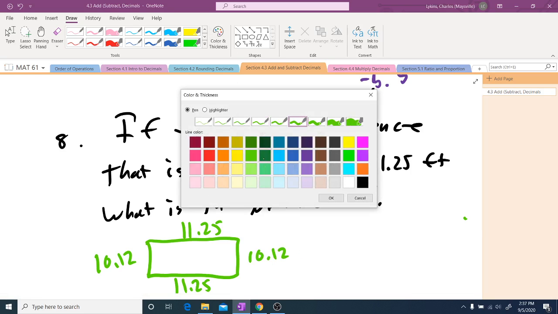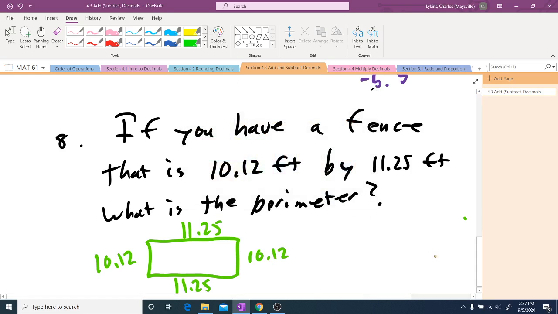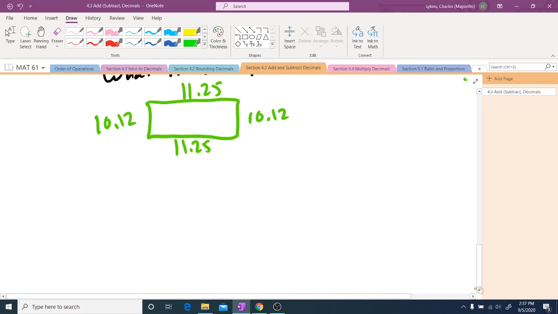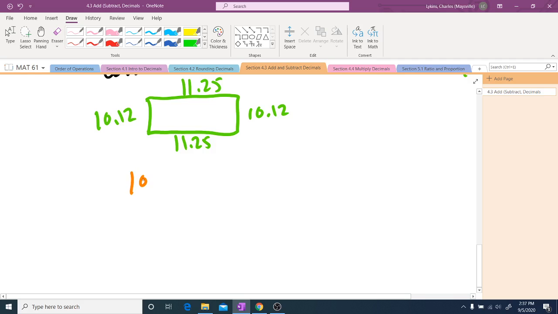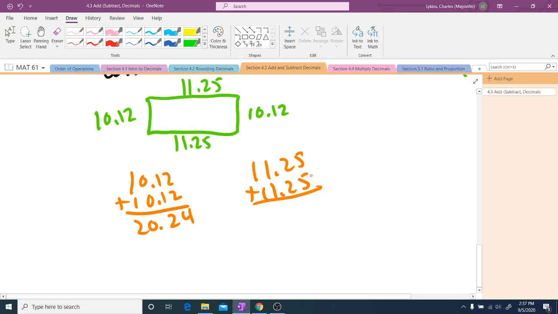So all you have to do is say 10.12 plus 10.12. That gives me 12 plus 12 is 24. 10 plus 10 is 20. Then I've got my 11.25 plus 11.25. So I'm treating this as 25. 25 plus 25 is 50. 11 plus 11 is 22.